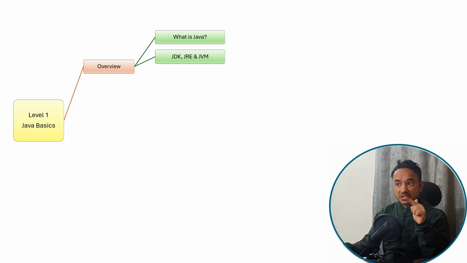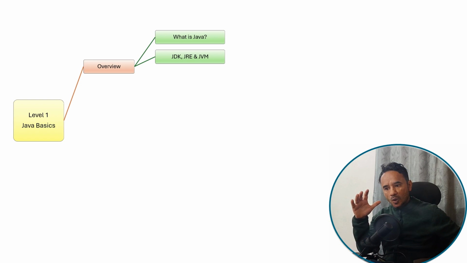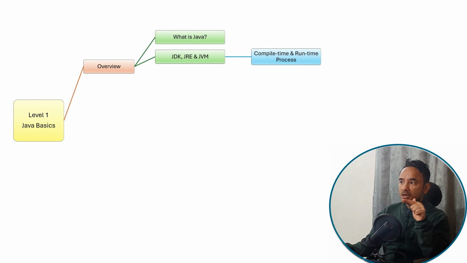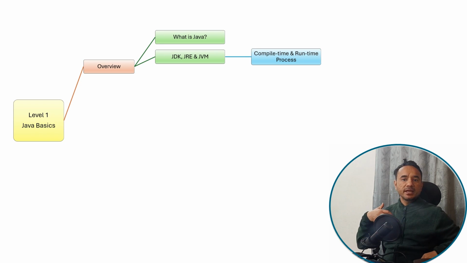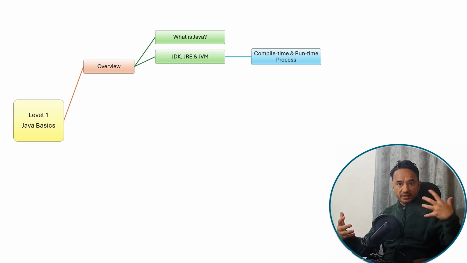Next, we have JDK, JRE, and JVM. Very important concepts. JDK stands for Java Development Kit. Then JRE is for running the Java application. And JVM is to handle the execution of the compiled code. Then also learn about the compile time and runtime process, which is crucial for understanding how your Java code is executed behind the scenes.